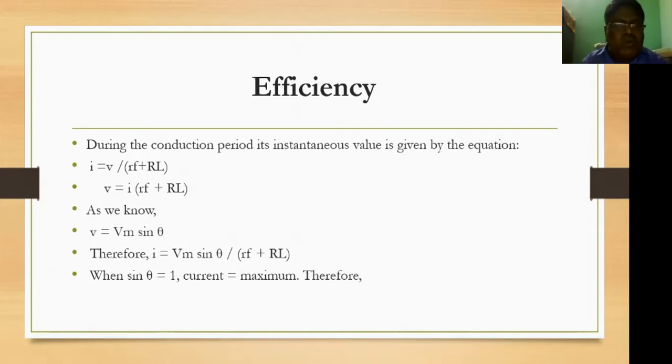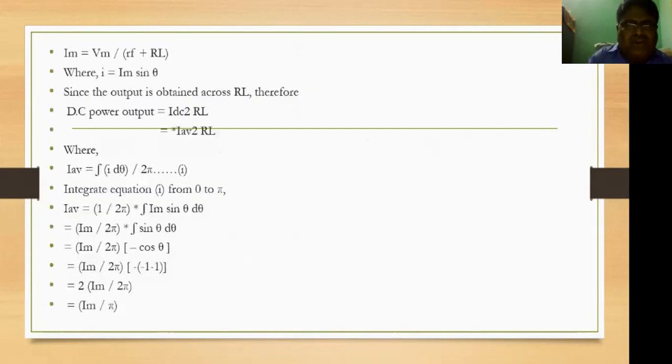Therefore, I equal to Vm sin theta divided by Rf plus Rl. When sin theta equal to 1, the current is maximum. Therefore, Im is equal to Vm by Rf plus Rl, where I equal to Im sin theta. Since the output is obtained across RL, therefore DC output equal to IDC into RL.